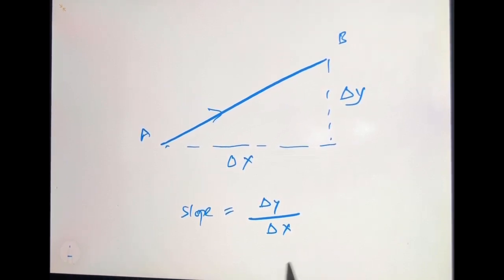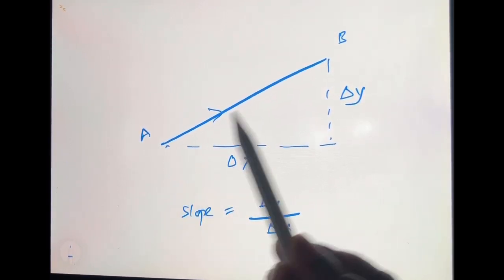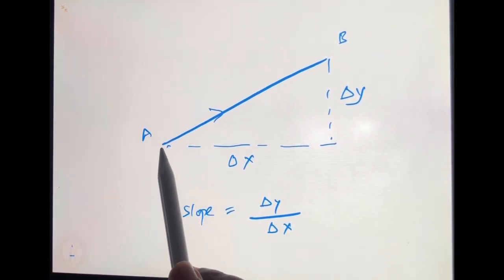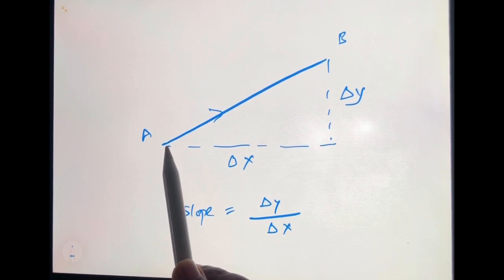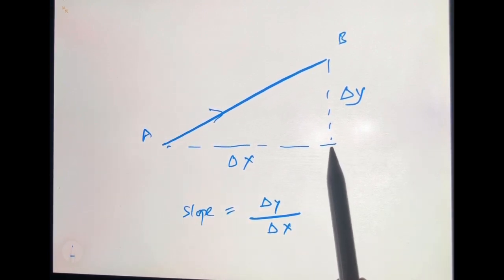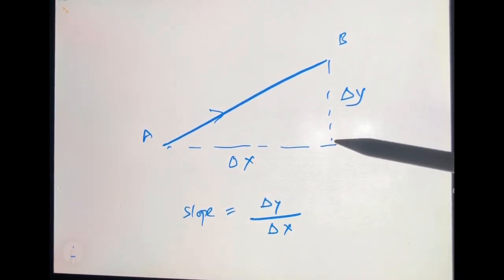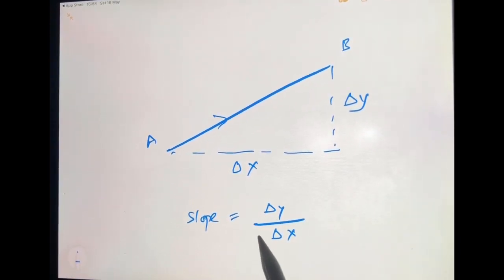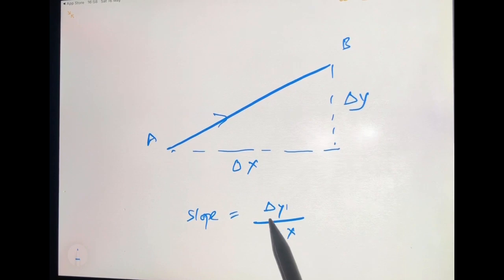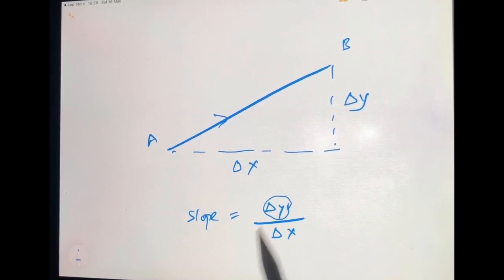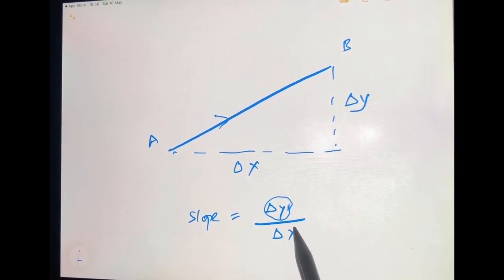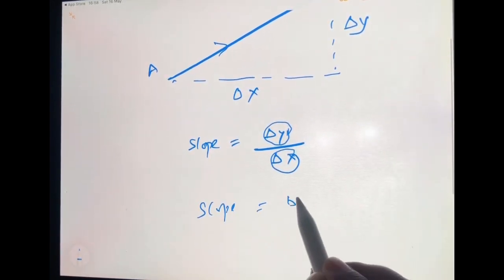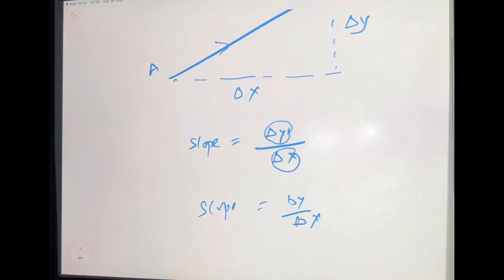Just try to understand something: when you go from A to B, there are two types of changes taking place. One is the change in the horizontal direction, and the other is the change in the vertical direction. So slope, you can say, is the ratio of the change in y because of a certain change in x. Once again, slope is delta y by delta x.